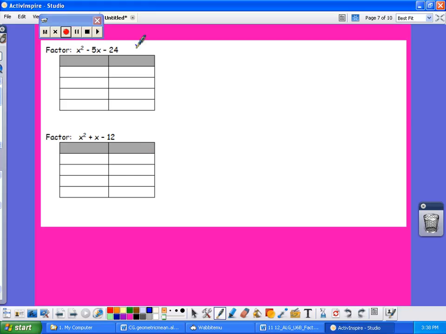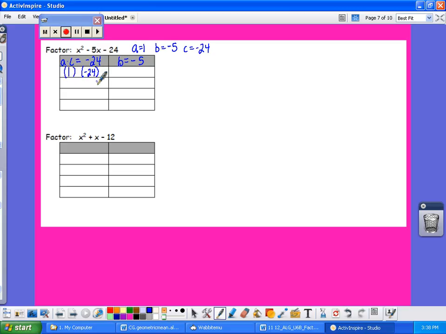I always start by identifying that A is 1, B is -5, and C is -24. Here I multiply A times C, which gives me -24, and B equals -5. So what are my things that multiply together to give me -24? Well, if I am multiplying two numbers together to equal a negative, one must be positive and one must be negative. So here we go. I'm going to do 1 times -24.